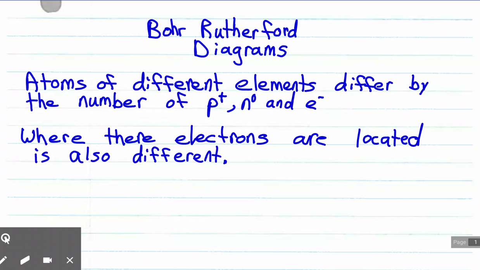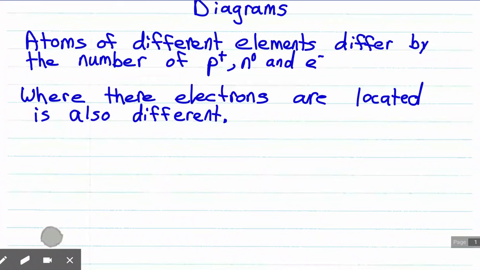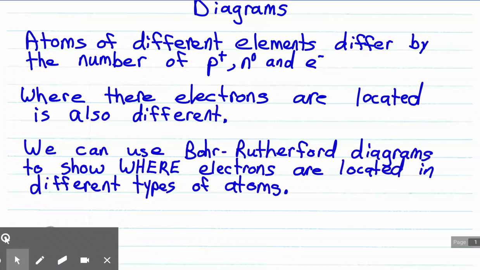So what we do is we use these Bohr-Rutherford diagrams to show where the electrons are located in different types of atoms. Not only do different types of atoms have different numbers of protons, neutrons, and electrons, but their electrons are located in different spots. Every single element has a unique electron arrangement. We're going to look at how to draw this electron arrangement for our types of atoms. But before we do that, I want you to hit pause and copy this down.